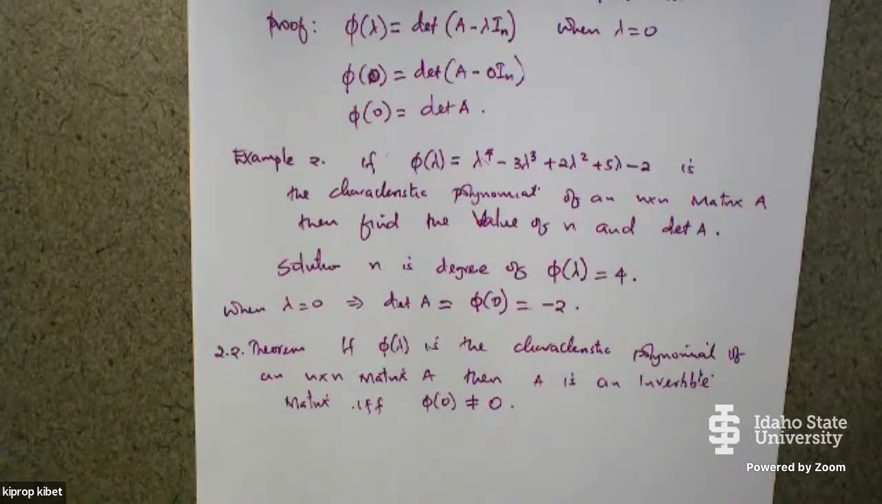So if phi of 0, like this one, is not equal to 0, then this matrix is invertible. If it is 0, like what we saw in the earlier example, then it's singular.